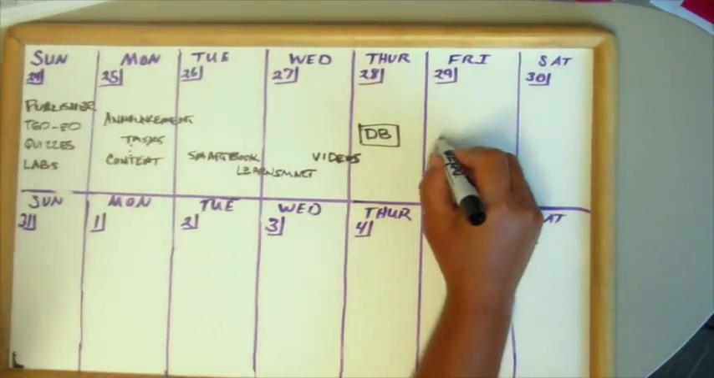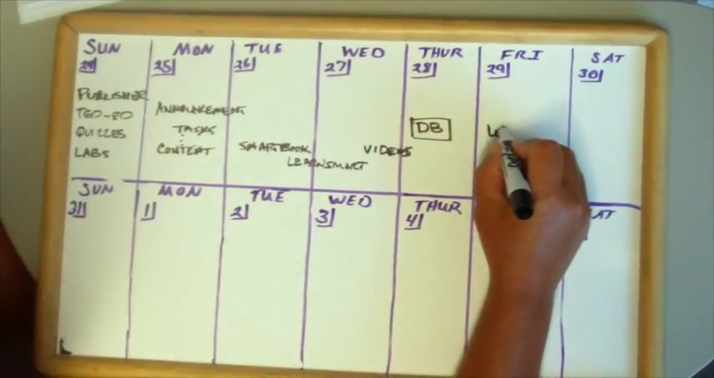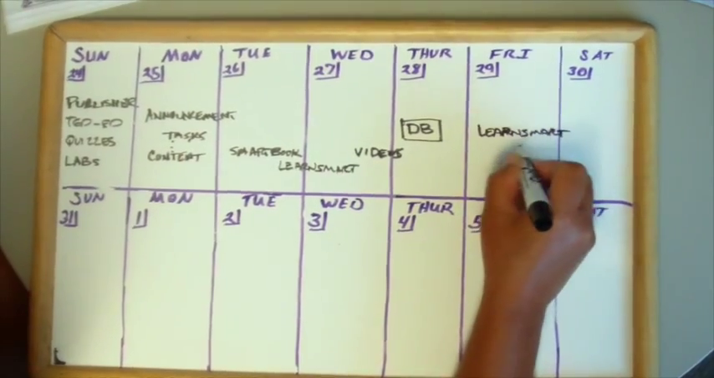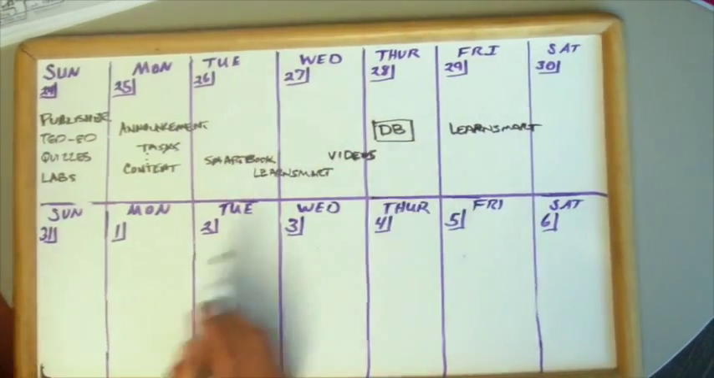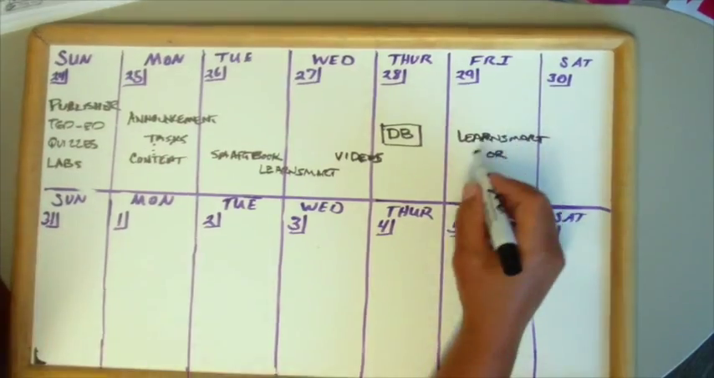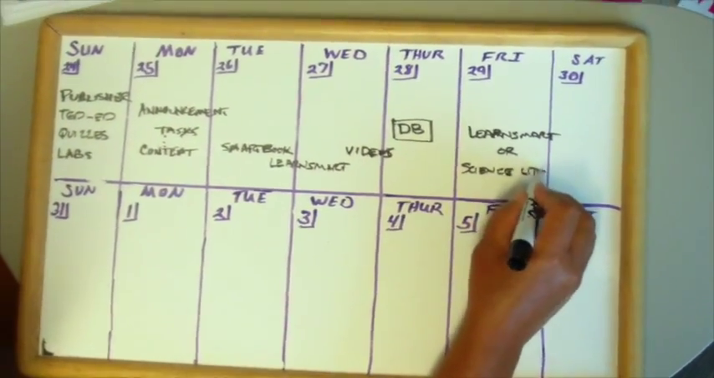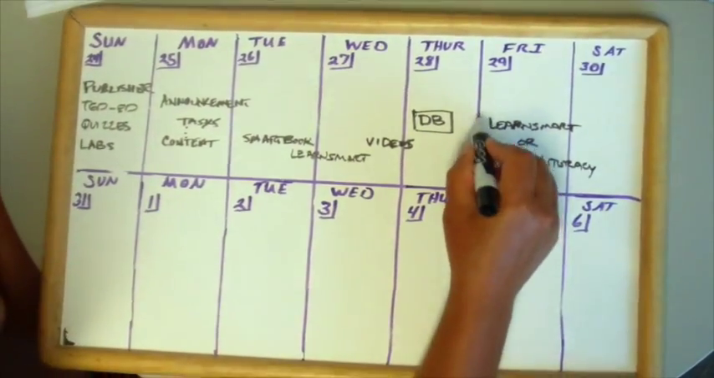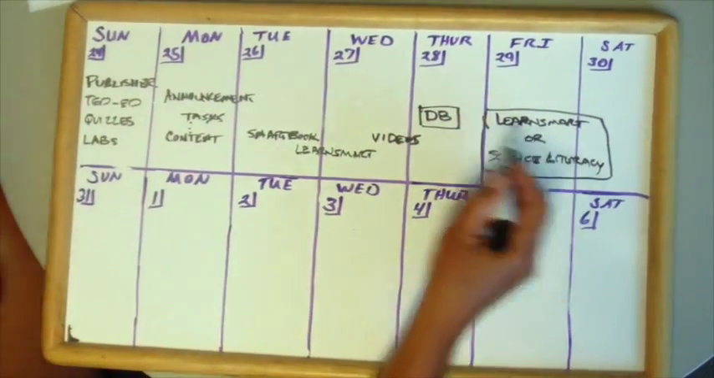The next assignments that will be due each week will be due on Friday. They include the LearnSmart activities, which come from the publisher, which you would have started as you started going through the chapter and reading the material, or you have a choice here to do the LearnSmart material or the science literacy terms. So the choice is yours, LearnSmart or science literacy, due on Fridays. So there's your second assignment, due on Friday, or any time before that.